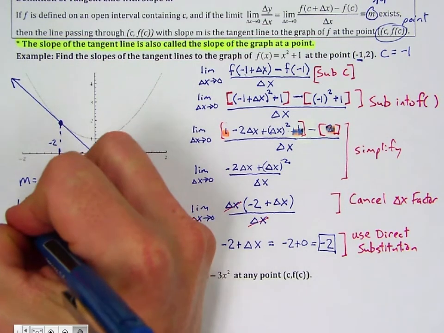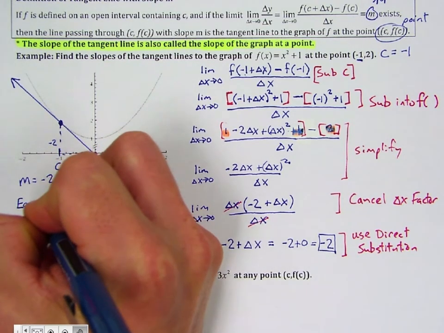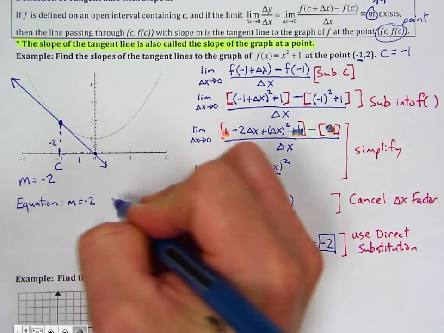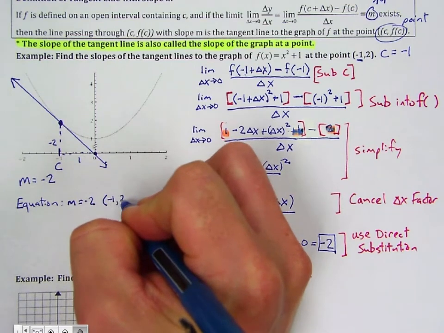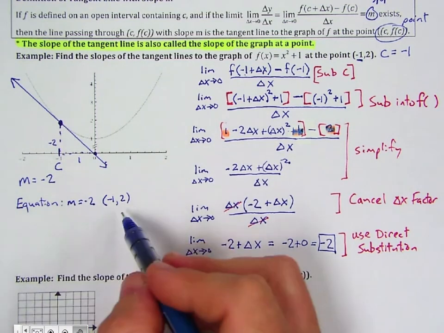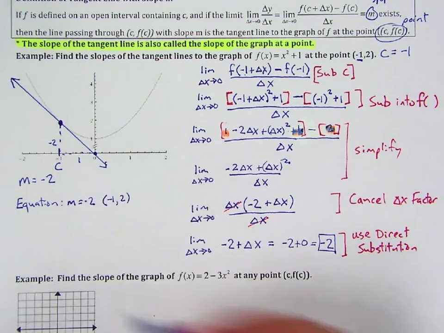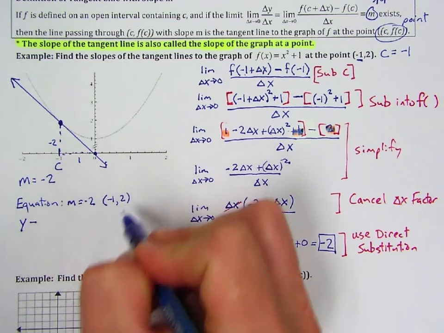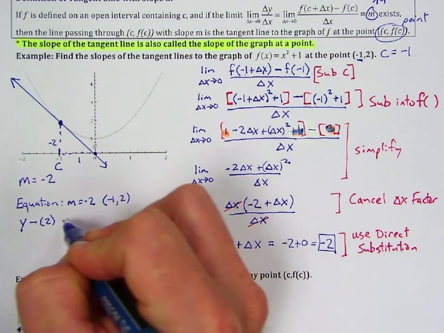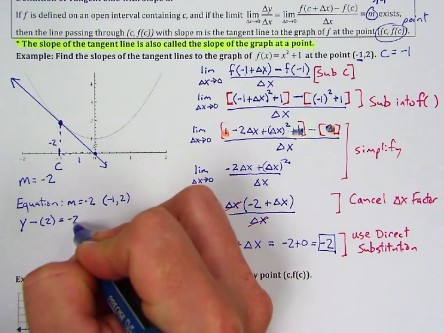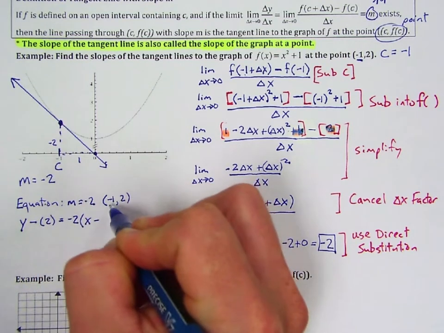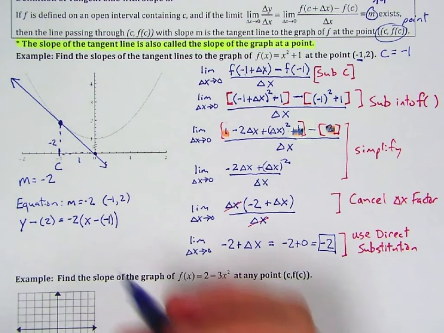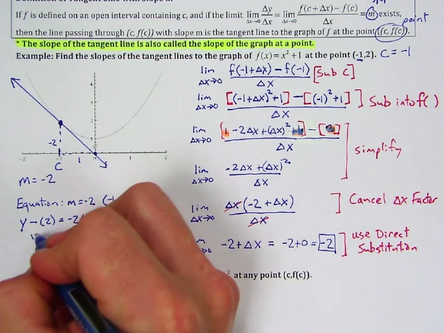Now, if we wanted to find an equation for this tangent line, we would say that our slope is negative 2, and the point we're using is negative 1, 2. And so we're just going to use point-slope form, like we did in our first chapter. So we have y minus a y value, so we'll pick 2 there, and then equals m times x minus our x value, which is negative 1. And then we would just simplify this.